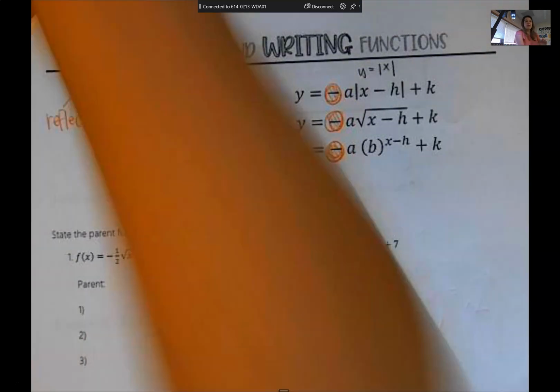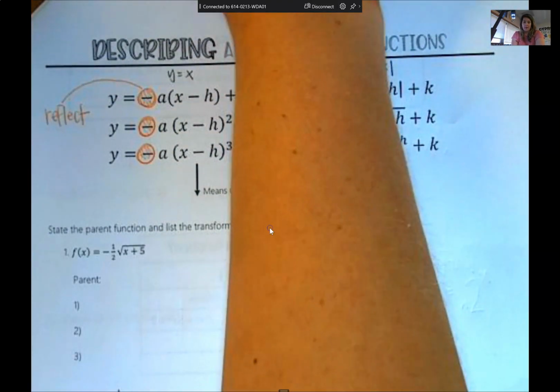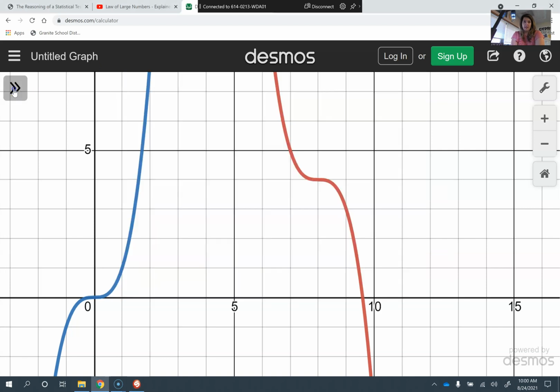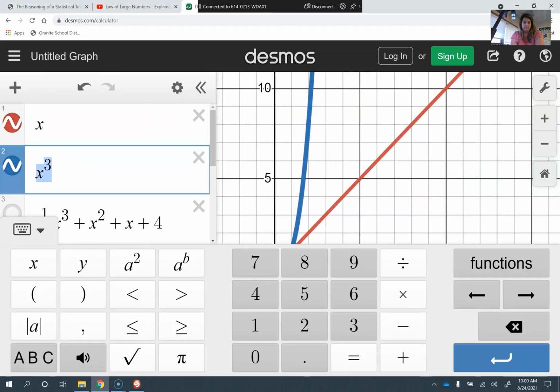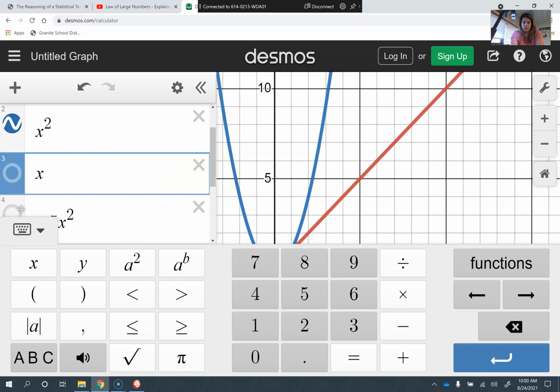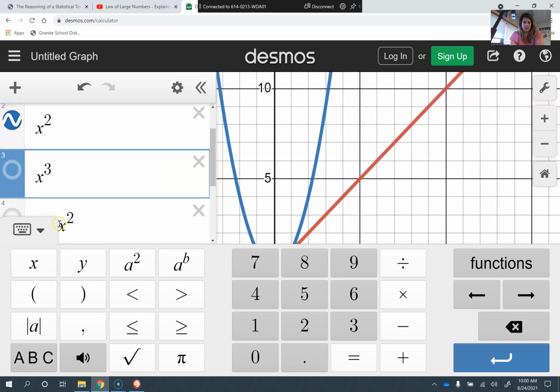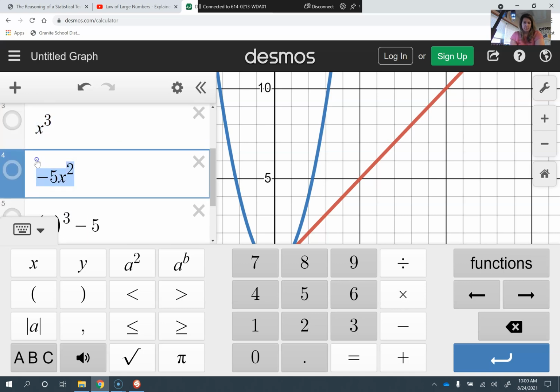So while you're labeling that, if I can quickly, because I don't want you waiting forever, I will go to Desmos and show you on a couple. So just give me like 30 seconds and then stop it. Not you guys, this thing.